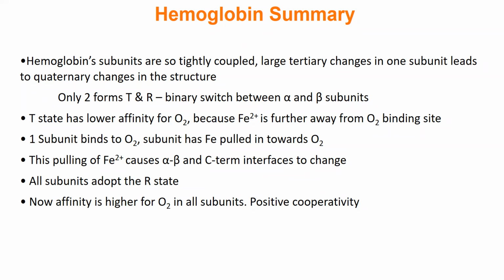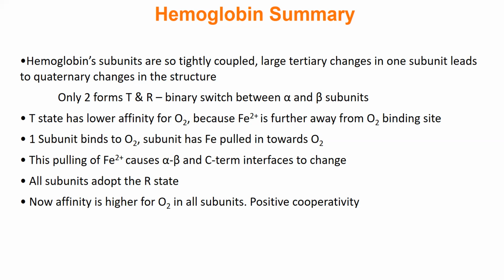And hemoglobin only has two forms, T, which is without oxygen, R with oxygen. And you switch between these two. When a switch happens, the other subunits can feel that between the interactions of the alpha and beta subunits. T state does not want to bind oxygen because iron is further away, while R state does want to bind because the iron is closer to the binding site.